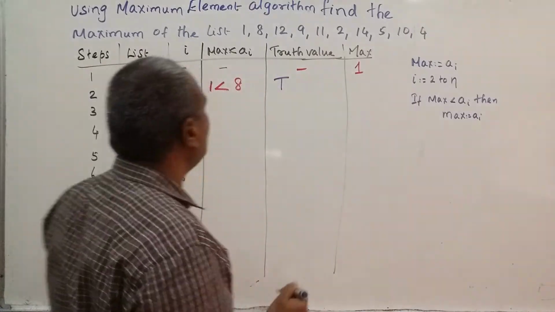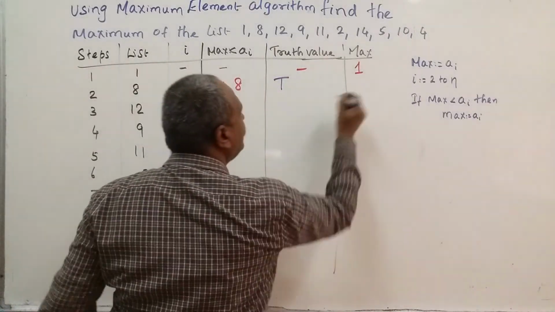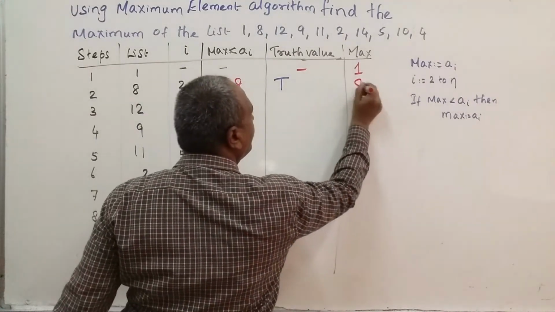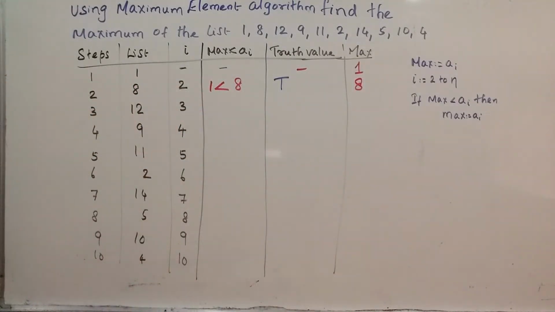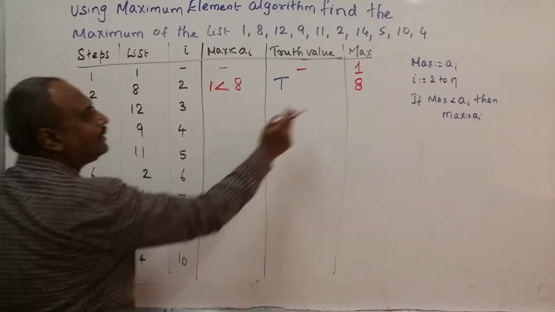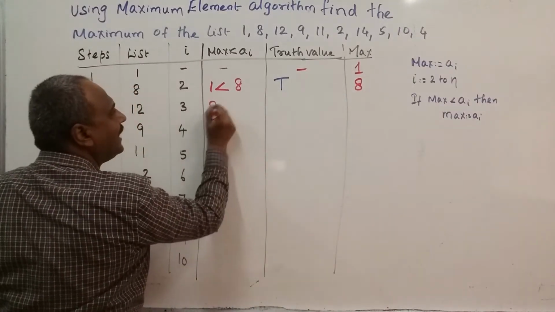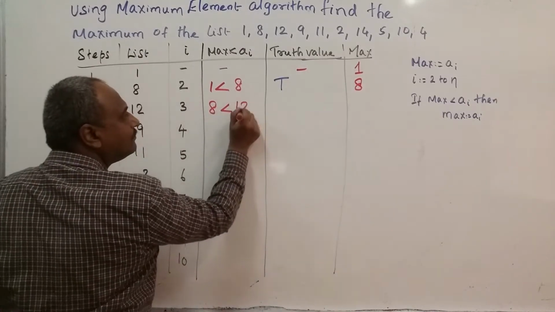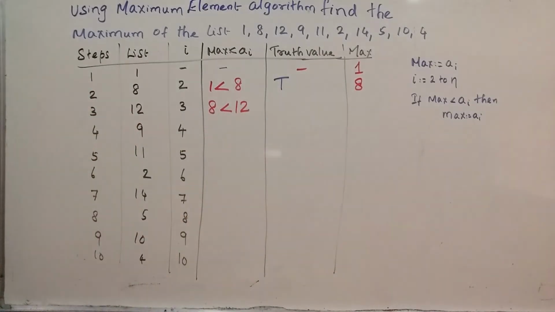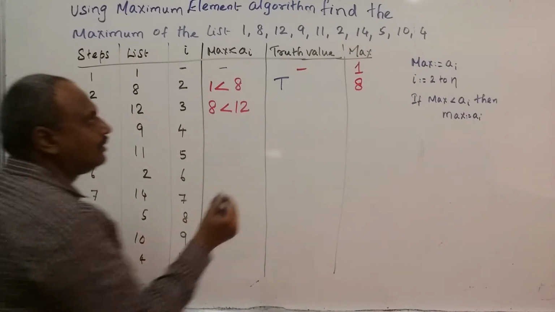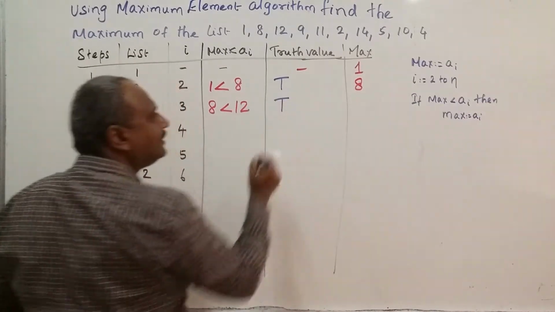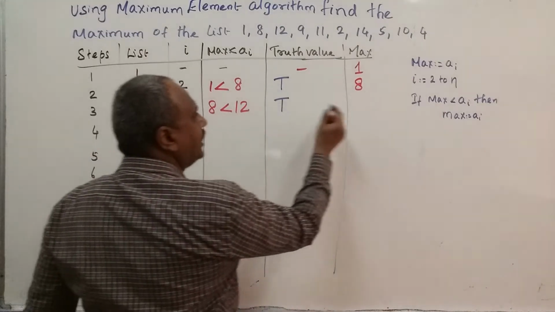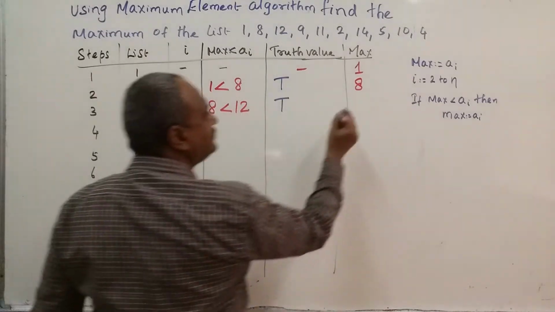So in this place, what is happening? The maximum value is changed to 8. It is changed to 8. When it comes to the next number, it is again going to check: is 8 less than the corresponding number, 12? It is going to check the truth value. Again the truth value is true. That means there is a change. The number 8 will be replaced by 12.